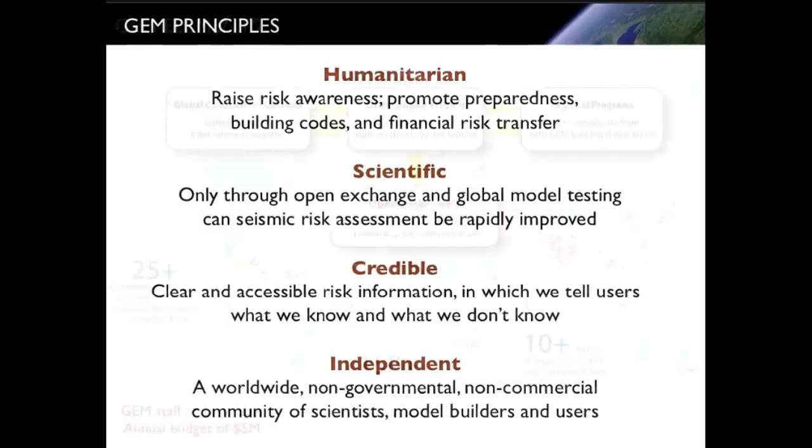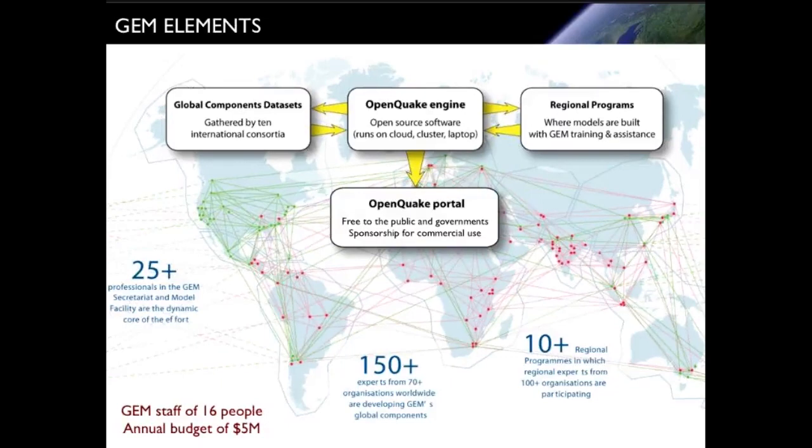GEM's elements are really just four. At the heart, the beating heart of GEM is the OpenQuake software engine, our attempt to produce state-of-the-art, high-quality, sophisticated software that is being taught around the world, and we hope will standardize the process of producing seismic risk analyses. We're building the global data sets without which we feel we can't improve seismic hazard, and all of this will be available on the OpenQuake portal starting in 2014.